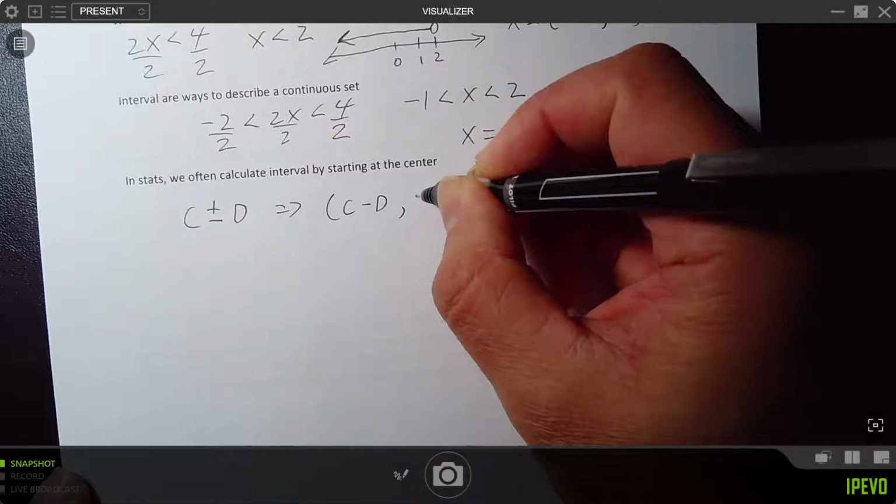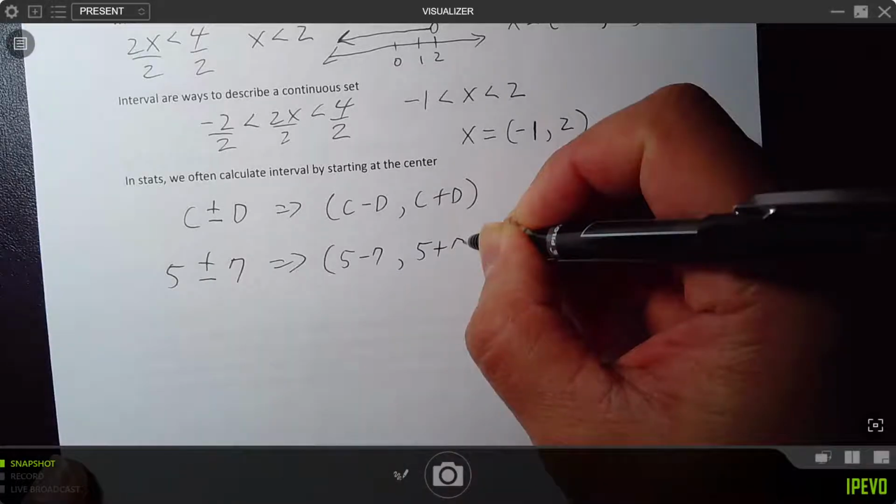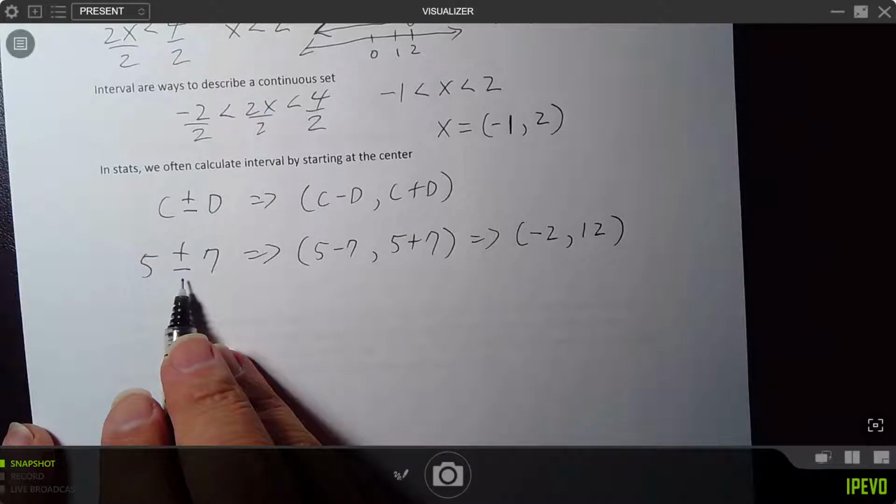Let me give you an example. If I have 5 plus or minus 7, this is just a shorthand way of writing an interval. I can translate that to express it as the actual interval: 5 minus 7, comma, 5 plus 7. Let me complete that calculation. It would be negative 2, comma 12. That's my interval. This is just another way of writing the same thing.